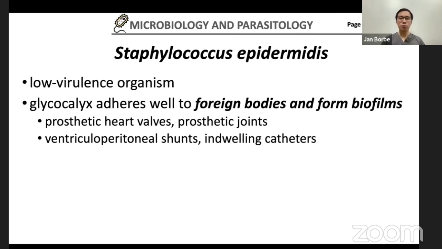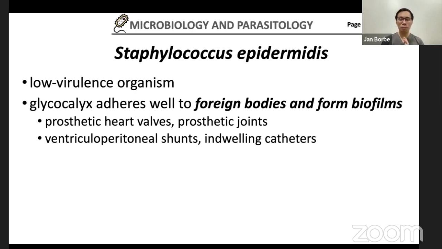Okay. So Staphylococcus epidermidis. This organism adheres to foreign bodies and prosthetic devices because of its ability to form biofilms. So question: overall, who is the most common cause of infectious endocarditis? It's still Staphylococcus aureus. Especially in injection drug users. So that's automatic. When you hear injection drug users, think of Staphylococcus aureus. But overall, it's still Staphylococcus aureus.